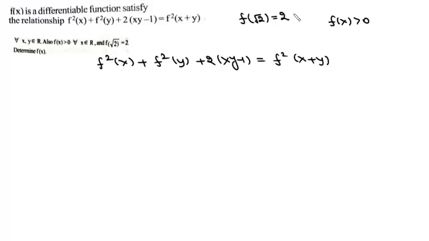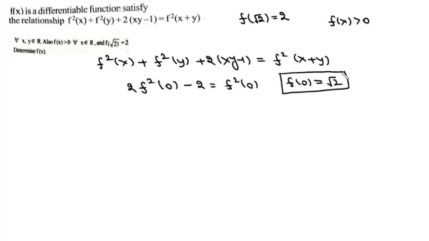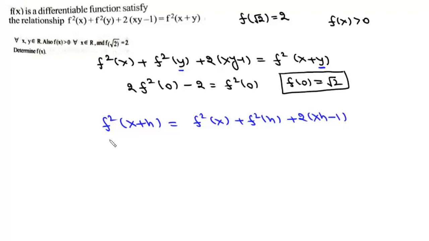Now if we put both x and y as 0, we'll get 2 times f²(0) minus 2 equals f²(0). So from here we'll get the value of f(0) as √2. So the value of f(0) is √2. And in this equation, we'll replace y with h. So we can write f²(x+h) will be equal to f²(x) plus f²(h) plus 2xh minus 1.